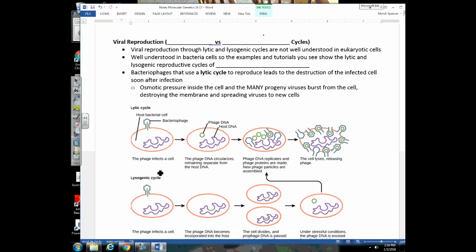Now remember, after I finished talking about protein synthesis and gene regulation of eukaryotic cells, I stopped and I taught you about the reproduction of viruses called retroviruses, like HIV. At that point, you had a good understanding of protein synthesis, so I thought it would be easier for you to understand virus reproduction at that point. Now I'm going to talk about two different cycles of virus reproduction: the lytic and the lysogenic cycles.